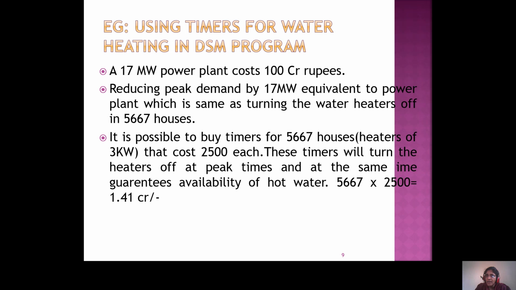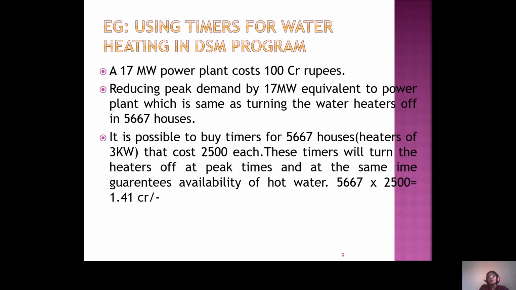So when you observe, a 17 megawatt power plant costs 100 crore rupees. Reducing the peak demand by 17 megawatt, equivalent to the power plant, is the same as turning the water heaters off in 5,667 houses. So it is possible to buy timers for 5,667 houses, that is, for heaters of 3 kilowatt.